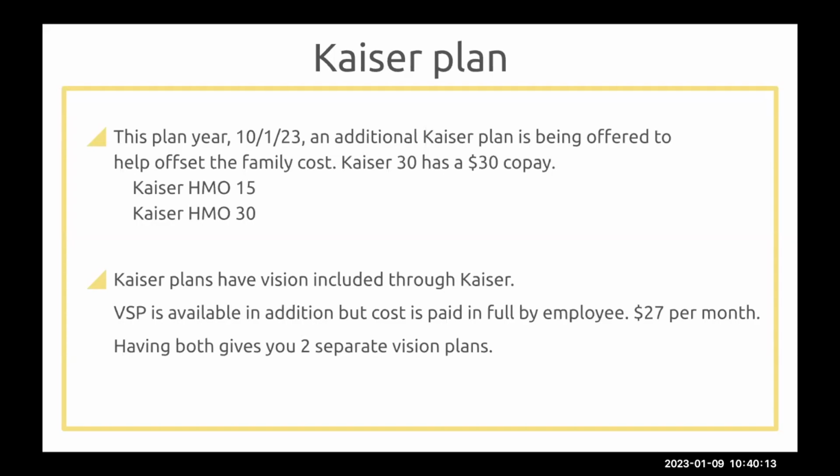The district does not pay anything towards that. We just allow you to enroll in the plan. So you have two separate vision plans. Since you can only get frames every other year, you can get frames 1 year through Kaiser. The next year, you can get it through VSP, or you can use contacts. You can get glasses on one, contacts on the other, but it is two separate plans. The $27 per month is a composite plan, which means whether you have 1 or 10 people on the plan, it's all the same price.